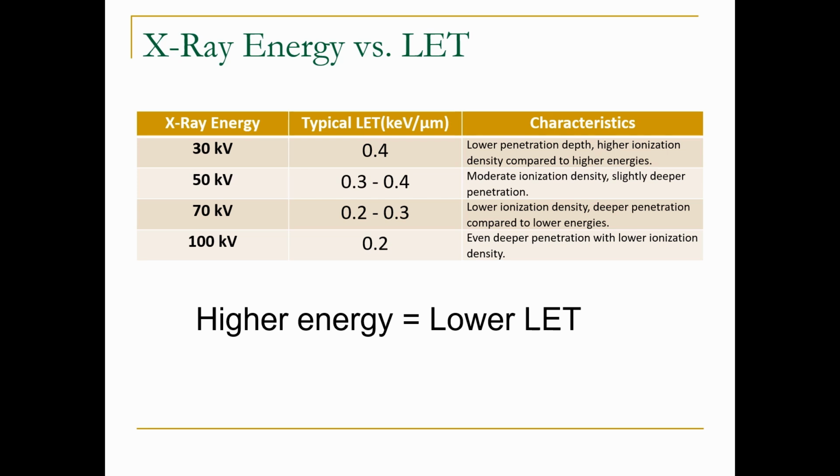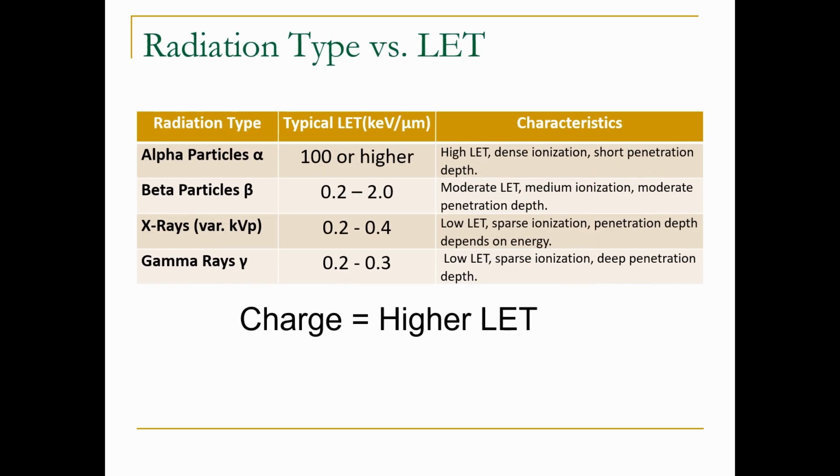Here is a chart of typical LET values for common X-ray energies. Notice that as the energy of the beam increases, the LET decreases, but not by very much. This chart consists of common forms of radiation. Alpha and beta radiation have the highest LET values, and this is because they consist of charged particles, whereas gamma and X radiation are found at the bottom of the list because they consist of electromagnetic radiation and have no charge.